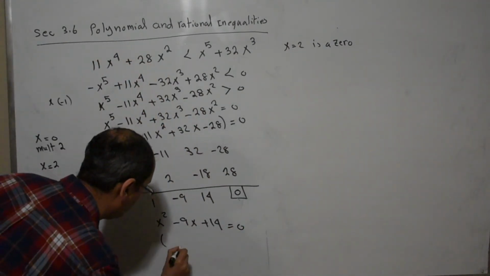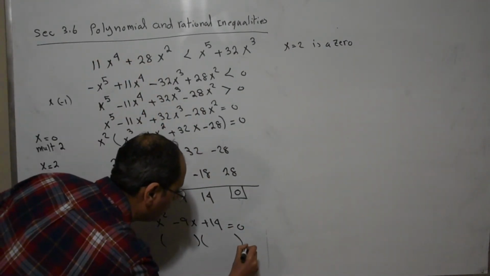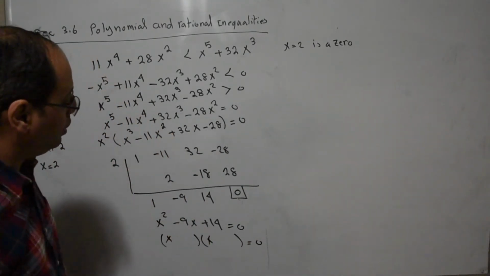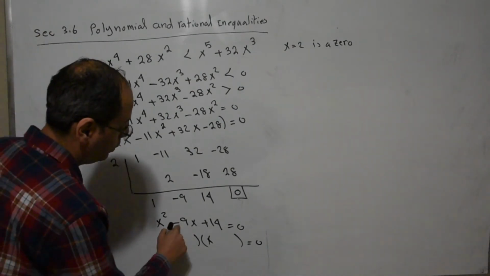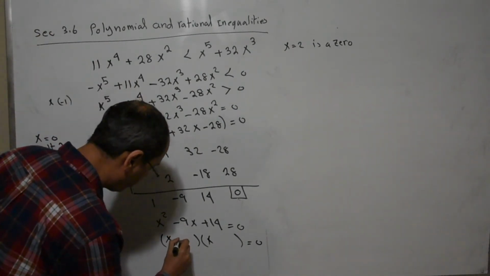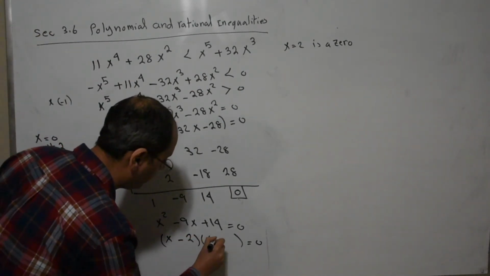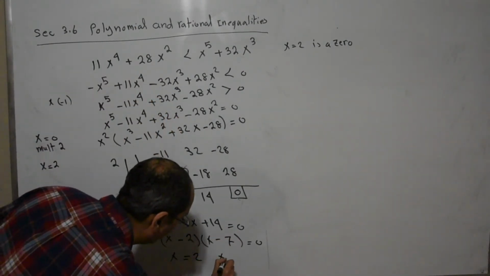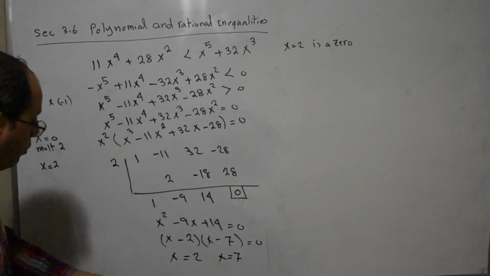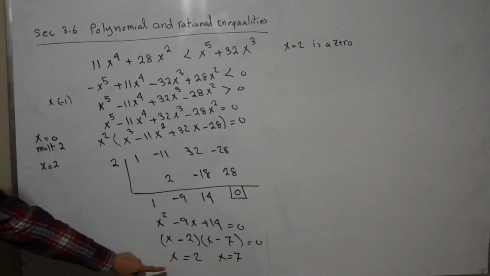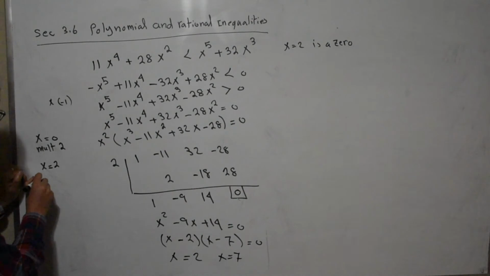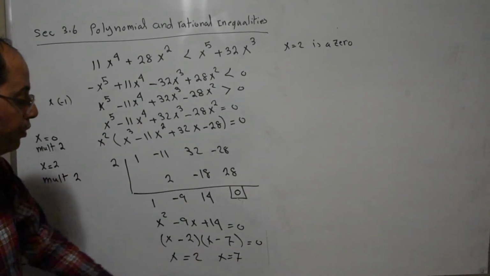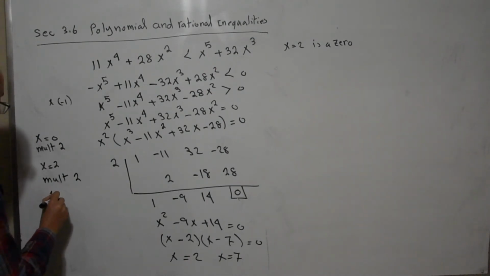Okay, let's factor that. It's easy to factor. Equals 0. I have x, and 14 is 7 times 2. Negative 7 plus negative 2 gives me negative 9. So here are negative 2 and negative 7. So I get x is 2 and x is 7. Now this 2 is different than the other 2. So now I have x is 2 with multiplicity 2, and the fifth one is x equals 7.